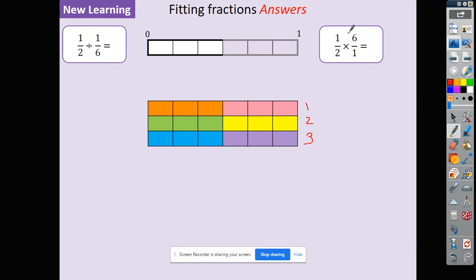Now you could have used multiplication and said, well, I know that 1 times 6 is 6, 2 times 1 is 2, and I know that 6 divided by 2 is 3. So that's 2 different methods that you could have used.